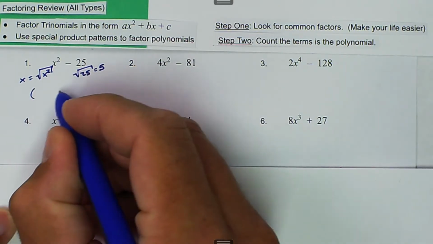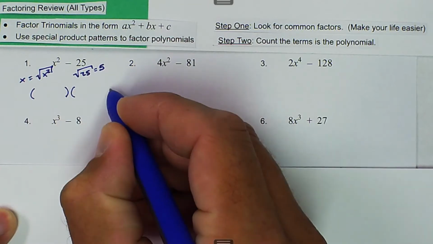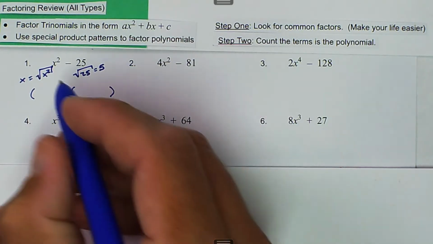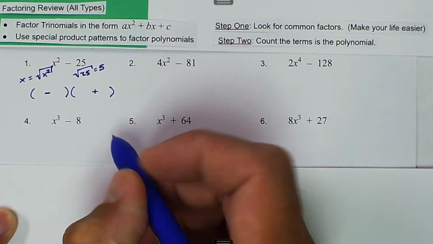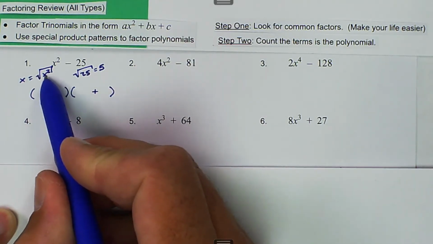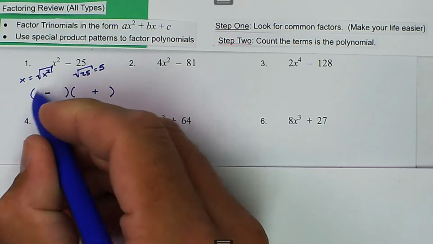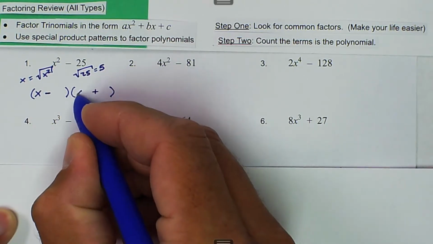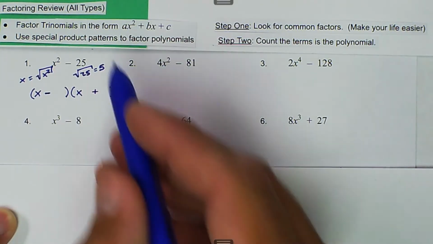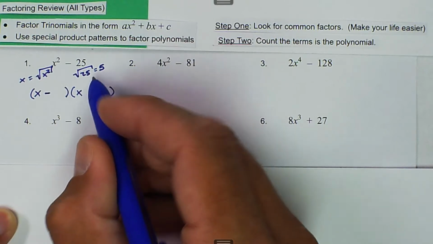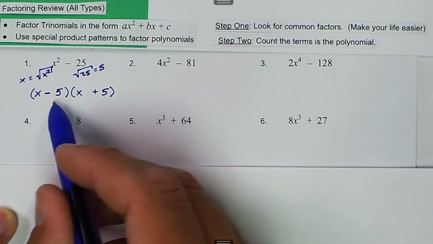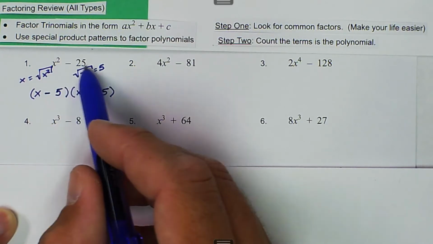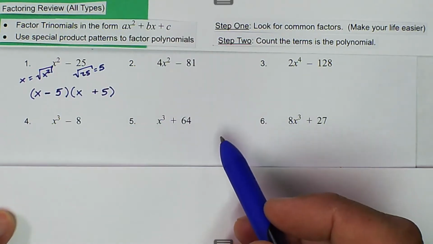So I know that I'm going to have two binomials, and I know that they're going to be conjugate pairs. So we have a minus and a plus. Now the first term, take the square root of it as x, that goes in for the first term of each binomial. And then the square root of 25 is 5, that goes in for the second term of each binomial. And now we have factored x squared minus 25.